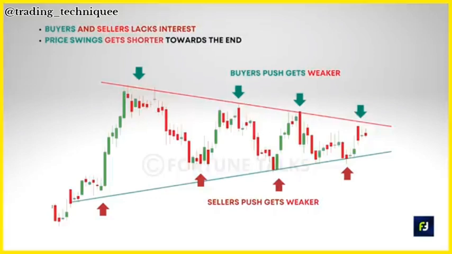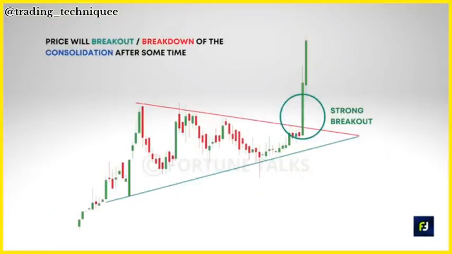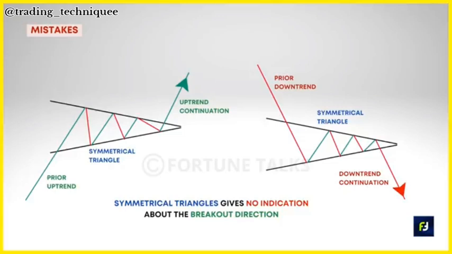As you can see, the pattern started with big swings, which got shorter and shorter as the pattern progressed. The beauty of volatility contraction is that price cannot be squeezed forever. At some point, it must break out, and when it happens, it offers tremendous returns. Now, I have seen many experts believe that if a stock is rallying before the formation of a symmetrical triangle, it will eventually break out to the upside.